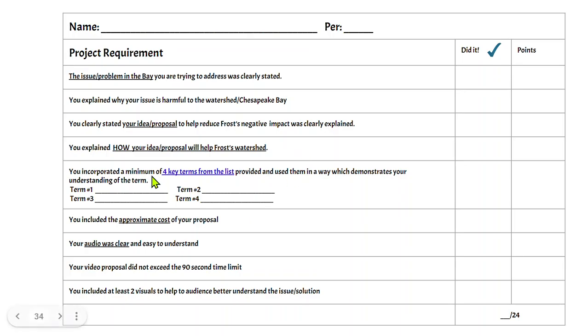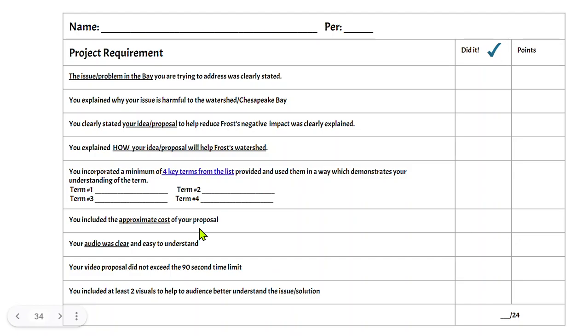Okay, you need to use 4 specific terms, and I have the terms listed in your Google Slides assignment. Choose 4 of those terms, write them down on your piece of paper, because I want to make sure that you have used 4 of the scientific terms we are offering, and then you'll get full credit for this.